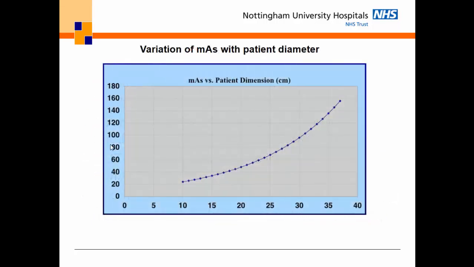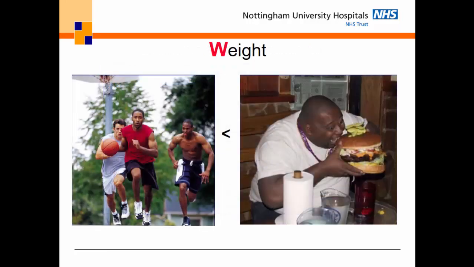Okay, so this graph really just shows you how aggressive you need to be. This is how the mAs should vary with patient size if you want to maintain constant image quality. And you can see it's a roughly exponential shape. Okay, so you should see very small doses for very small patients, and it should increase for larger patients.